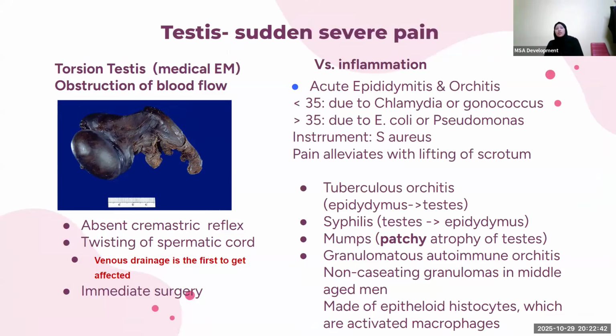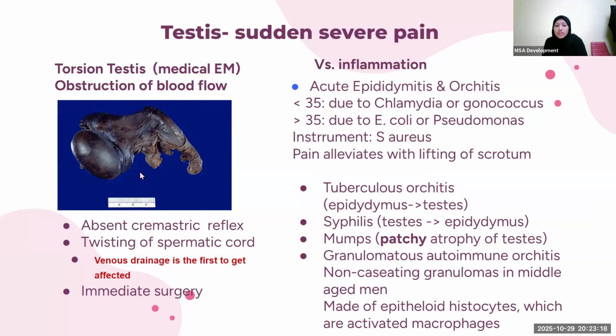Now, if someone comes with sudden severe pain, it's important to differentiate between what? Torsion, like testicular torsion, which is the picture that we showed here before, versus inflammation. They can both present the same: sudden severe pain in the testis, in the scrotum. Testicular torsion, the cause is twisting of the spermatic cord, obstruction of blood flow. They need immediate surgery.